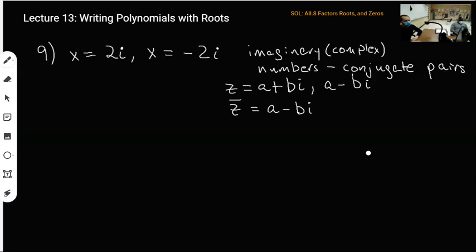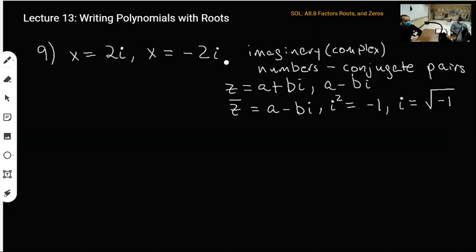And z is just a variable, right? a and b are just going to be numbers, where i is the imaginary unit. i squared is equal to -1, and i is equal to the square root of -1. So that's how that works. But that's just a basic rundown of imaginary numbers. What we're going to do is use these roots to figure out what the polynomial is.